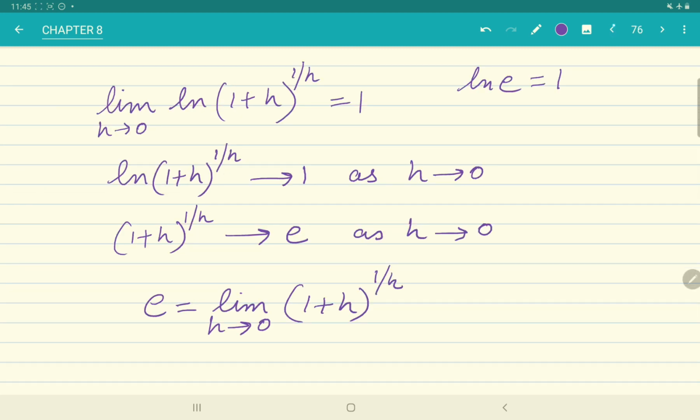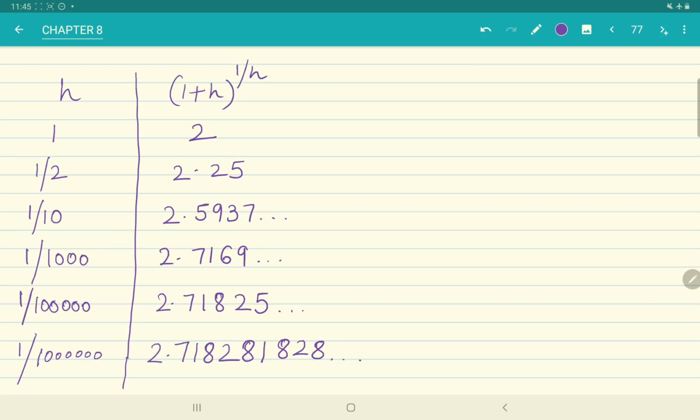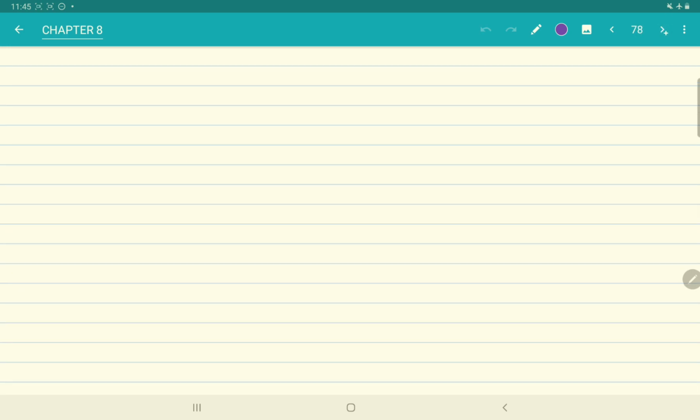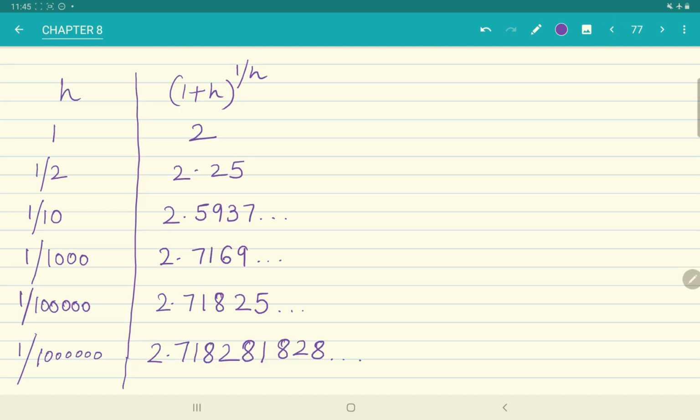And the point to note here is, if I just write this again, limit h tending to 0, 1 plus h raised to the power 1 by h, this is equal to e. So if I look at this table, we are getting a closer and closer approximation to e when we choose h to be smaller and smaller. We choose h to be very close to 0.